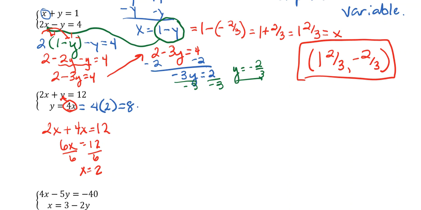So remember, x is 2 and y is 8, so I have to make sure I do it in the right order. So the answer is 2, 8. That was very quick. If I would have tried to do it with addition, I would have had to line up the letters before I worked, and it would have taken a little bit more time.